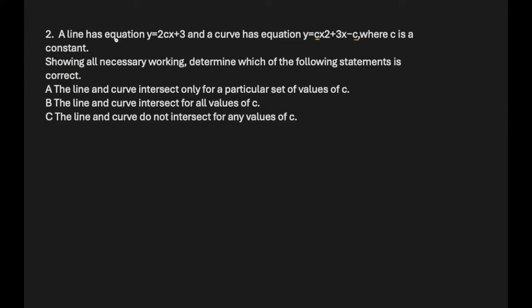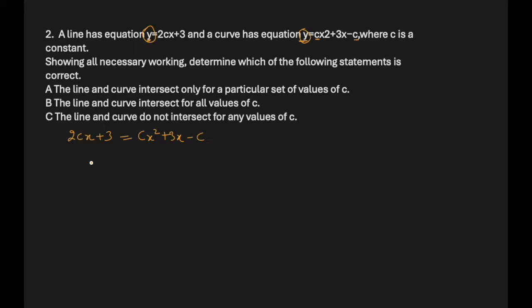Okay, let's see. So the curve has this equation. Showing all necessary workings, determine which of the following. Since we have y here and y here, that means we can equate these because these y's are exactly the same y's. So we will just equate the equations. So let's say 2cx plus 3, that is y here. cx squared plus 3x is here, so we'll equate them.